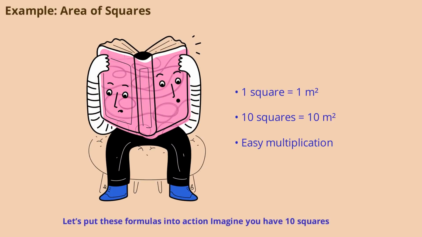Let's put these formulas into action. Imagine you have 10 squares and each square has a side length of 1 meter. To find the area of one square, multiply 1 m times 1 m, which equals 1 m². Since there are 10 squares, multiply the area of one square by 10. So 10 times 1 m² equals 10 m². This method is simple and can be applied to any number of identical shapes.